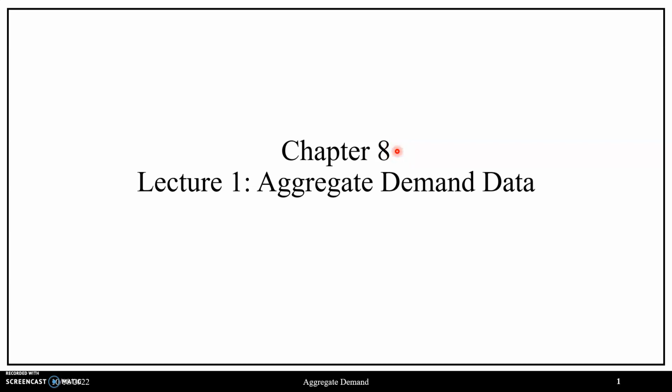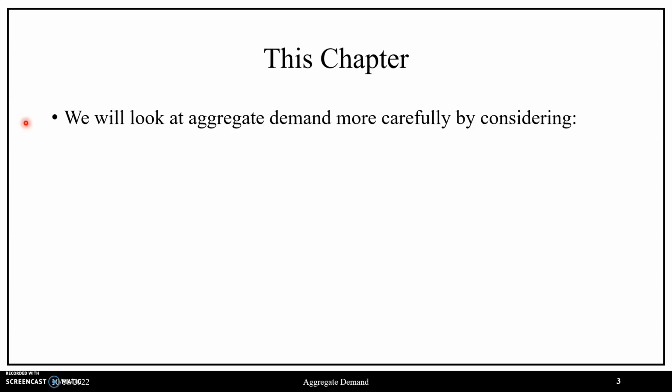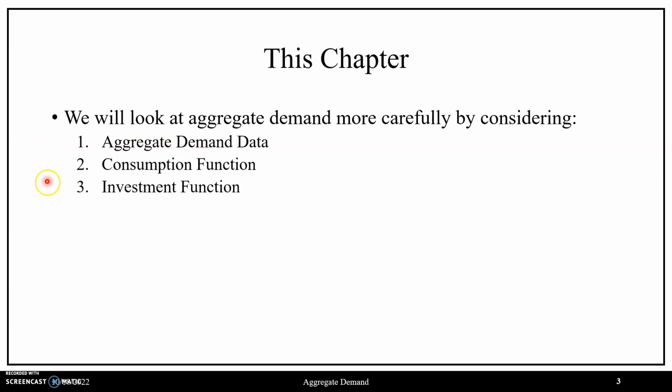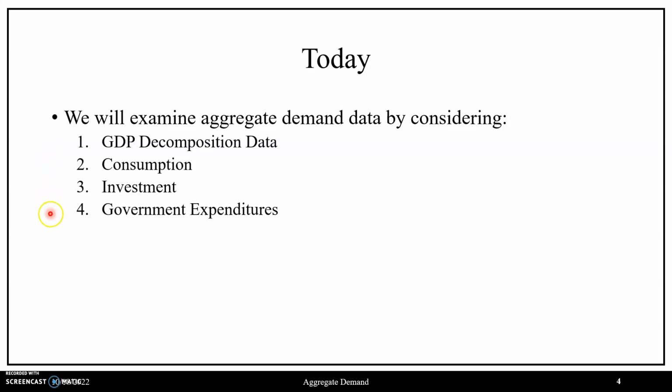In this video, we begin our discussion on Chapter 8, where last chapter we started our examination and explanation of business cycles. Now, in this chapter, we will look at aggregate demand a bit more carefully by considering aggregate demand data, to then look at the consumption function and investment function, where with respect to today, in looking at aggregate demand data, we will do this by considering GDP decomposition data in the form of consumption, investment, government expenditures, and net exports, from which we will conclude with a summary.